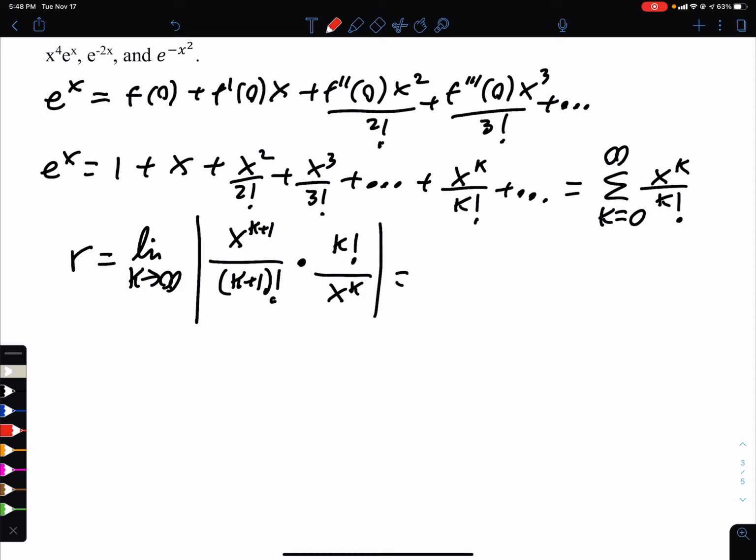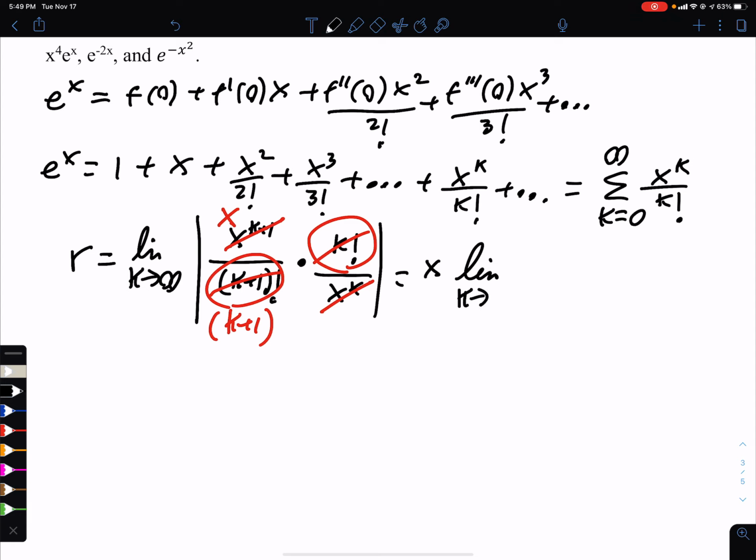Okay, let's simplify. All of those cancel with all of those, but there's 1 extra on top, leaving x. All the numbers up to k cancel with all the numbers up to k, but you have a k plus 1 left over. So here's what we have. I'm going to pull the x in front because x is a constant. And we're going to get 1 over k plus 1. But that's always 0. And anything times 0 is 0.